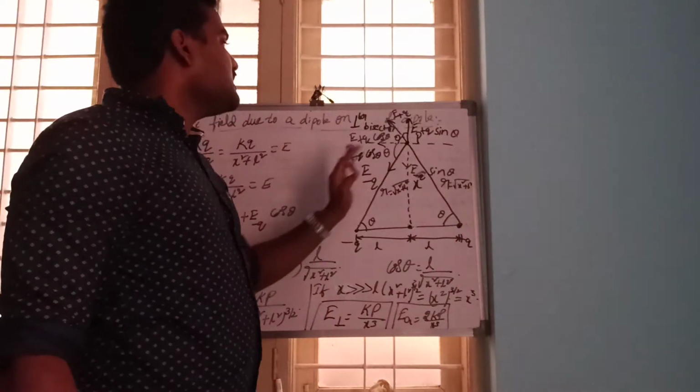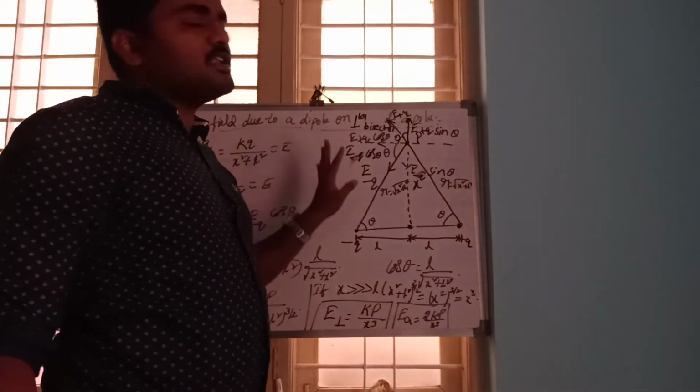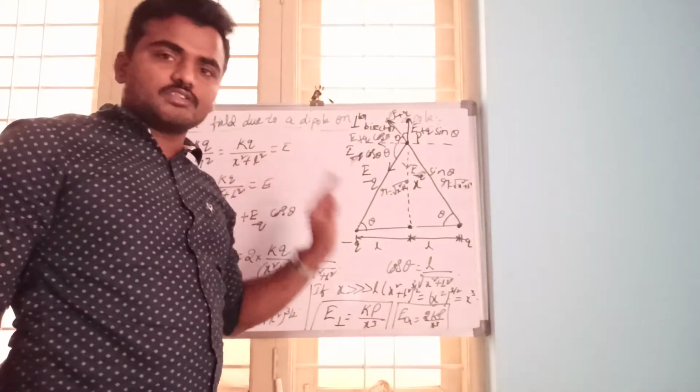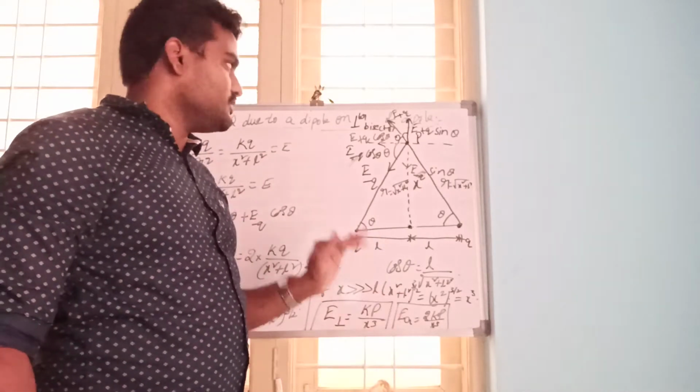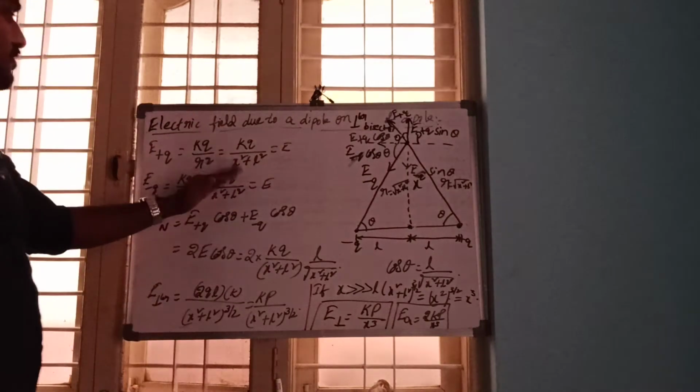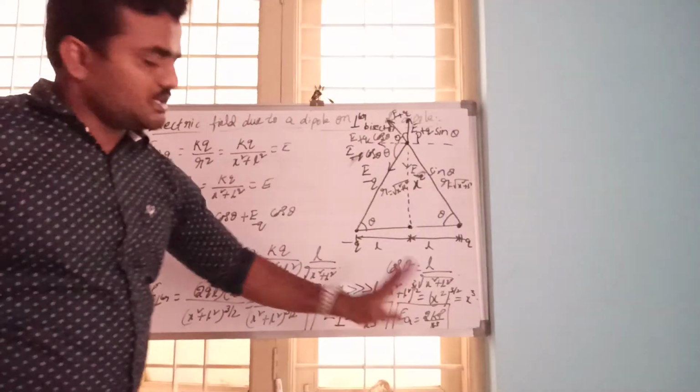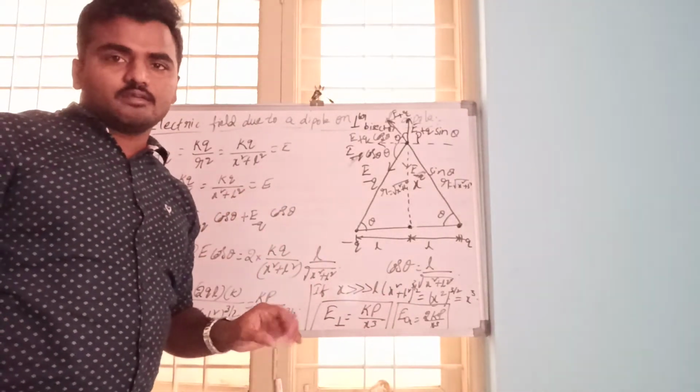charges, and the E plus q cos theta and E minus q cos theta will contribute to the net electric field on the perpendicular bisector. So that is why we are going to add the two, and we have solved the thing. Clear?